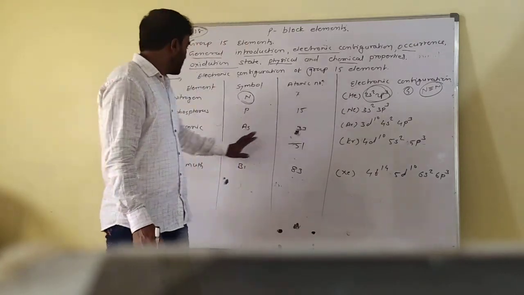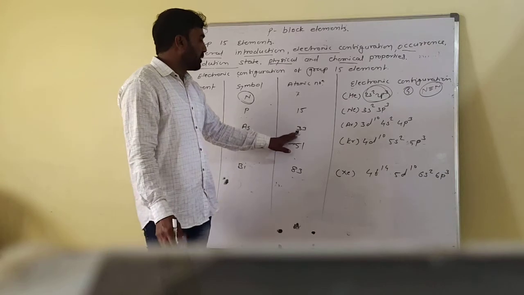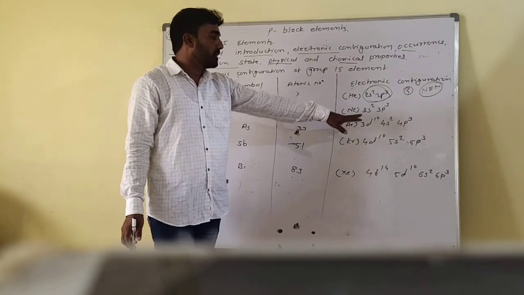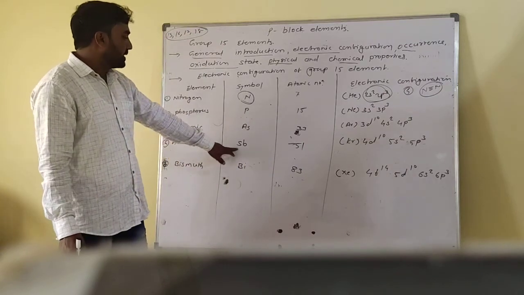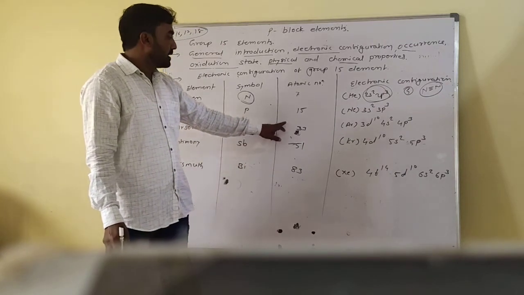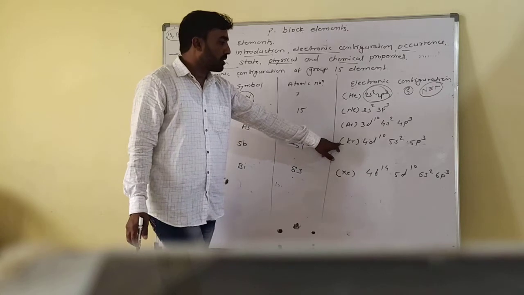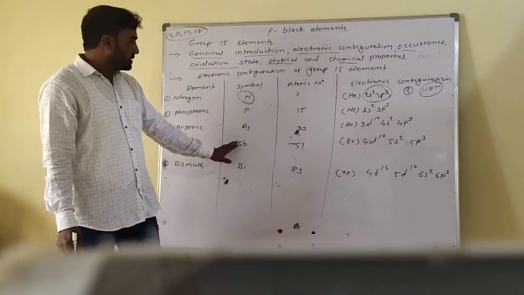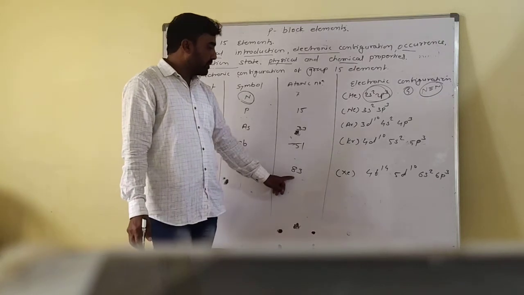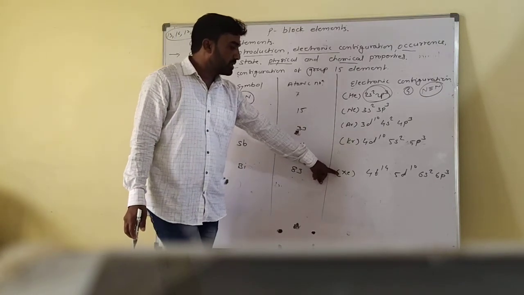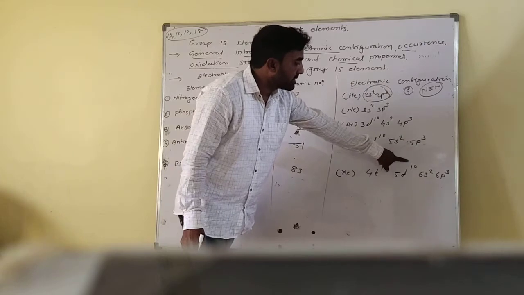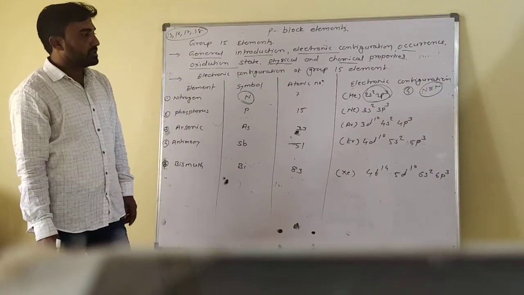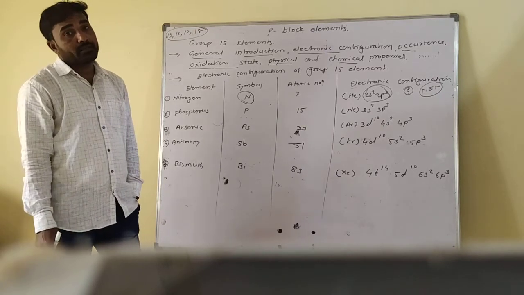3s2 3p3. Arsenic, As, atomic number 33, argon 3d10 4s2 4p3. Antimony, symbol Sb, atomic number 51, krypton 4d10 5s2 5p3. Bismuth, symbol Bi, atomic number 83, electronic configuration xenon 4f14 5d10 6s2 6p3. So these are the electronic configurations of the group 15 elements.